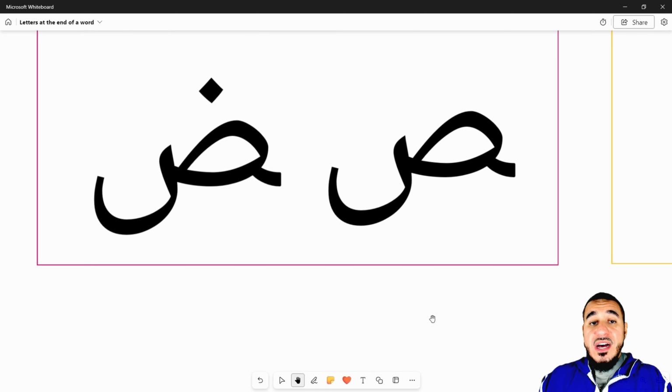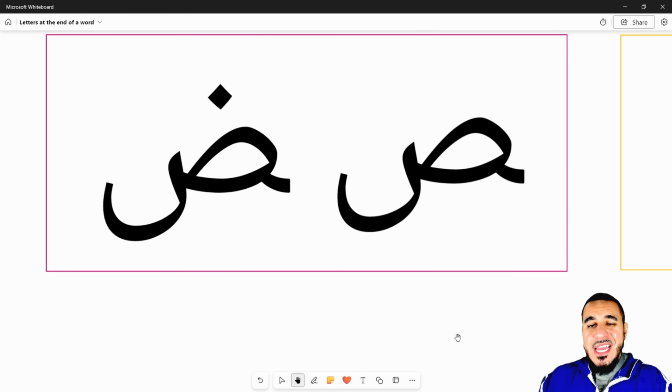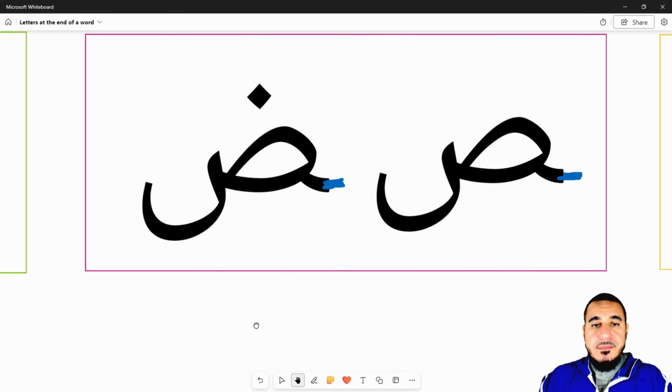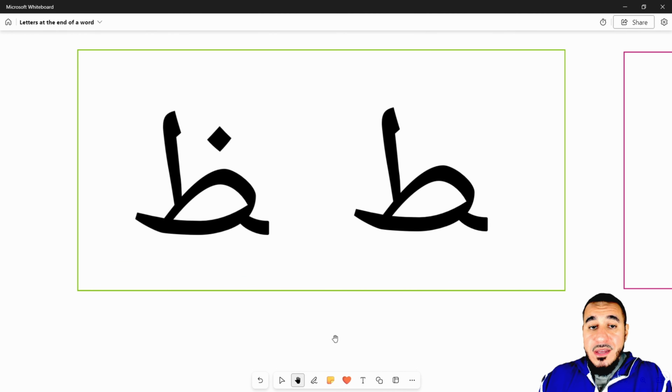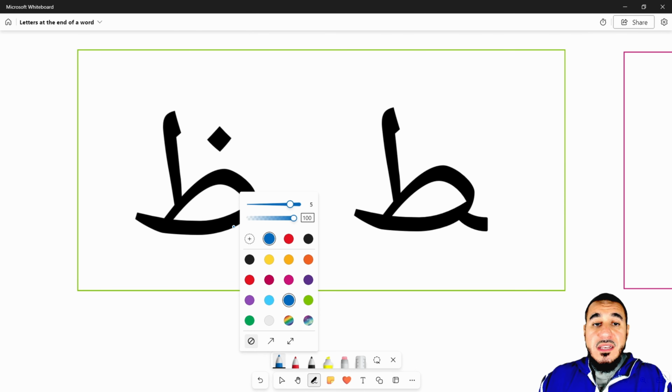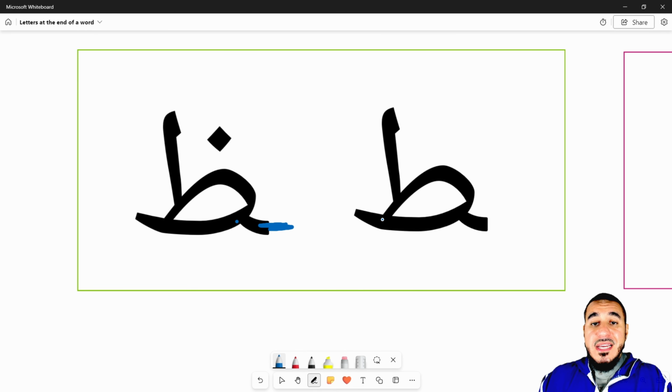And then we have the sad and the dad, exactly the same as the seen and the sheen. They appear exactly as they are when they are solo letters, other than the little flick before it so it can connect to the letter that came before it. Again, same thing with the ta and the dha. It just has the little flick at the beginning of the letters so that it can connect to the letter before it. But again, no letter would come after it because it's the last letter in the word.